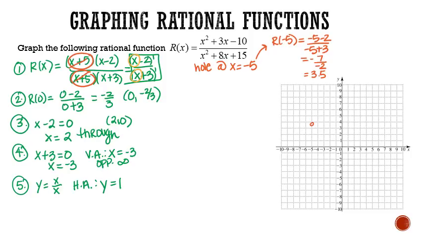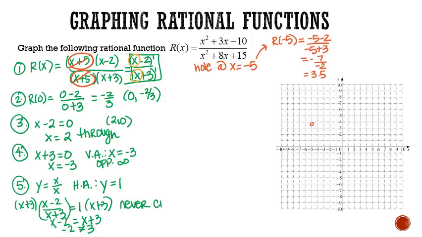Next, I find when I'm going to cross the horizontal asymptote, if at all. So set that simplified function equal to that value. I'm going to multiply both sides by x plus 3, and I'm left with x minus 2 equals x plus 3. Get all of the x's onto the same side, and that leaves me with negative 2 equals 3. Negative 2 will never equal 3, so that means that I never cross the horizontal asymptote.